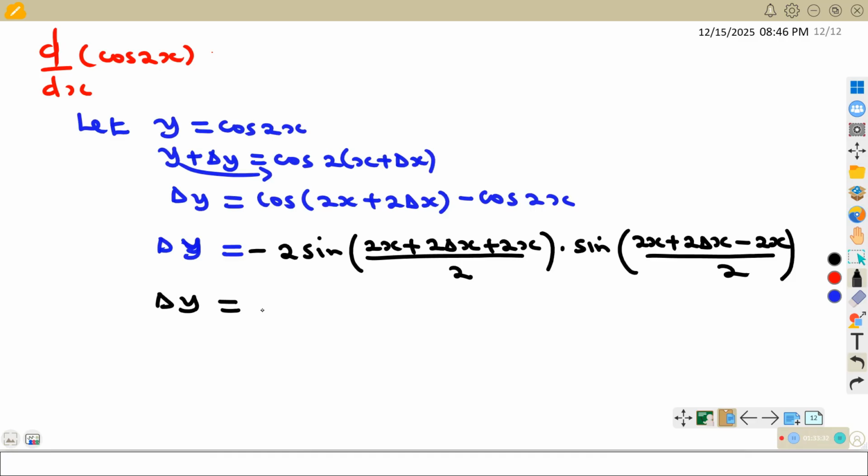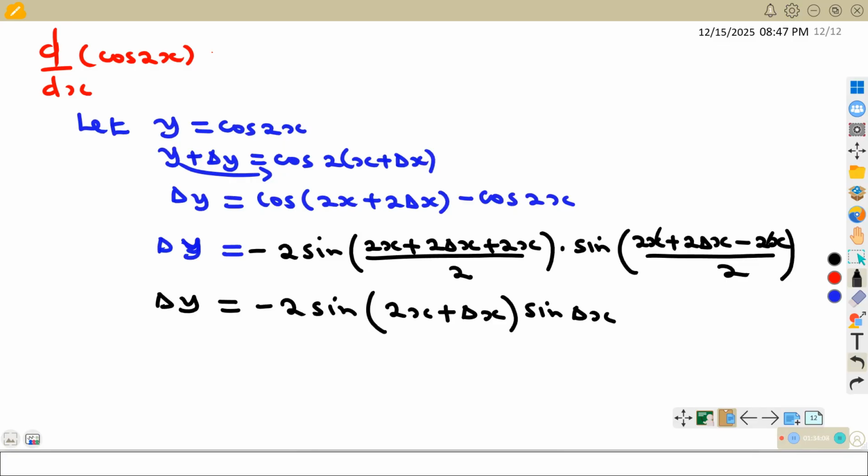We shall have delta y, which is equal to, let us simplify this now, minus 2 sine of, this is 2x plus 2x, which is 4x, divided by 2. That will give us 2x. Then this is 2 delta x plus delta divided by 2, which will be delta x. Then the 2x will cancel. 2 delta x divided by 2, we shall remain with delta x. Okay, so I hope that one is okay.